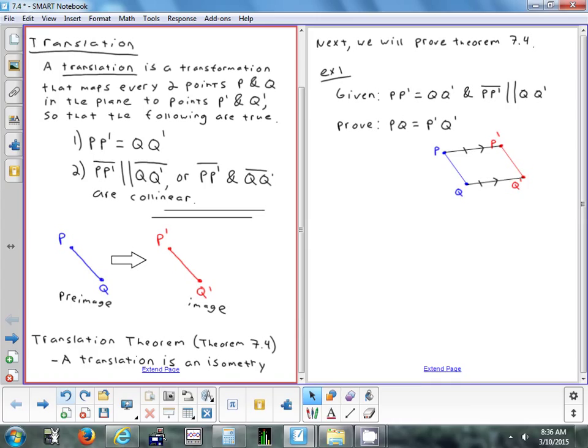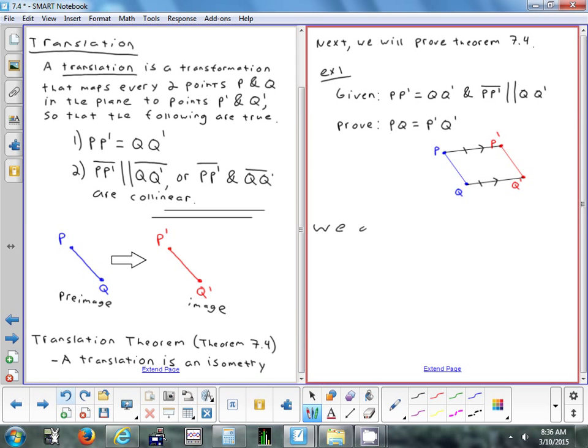Okay, for this, I think we'll just write it out. Rather than doing the statements and the reasons, let's just write out what we've got. Okay, what should we start out with? First thing. Yeah, let's start out with what we're given. So we are given, and write down, PP prime equals QQ prime. And I've marked that in the diagram.